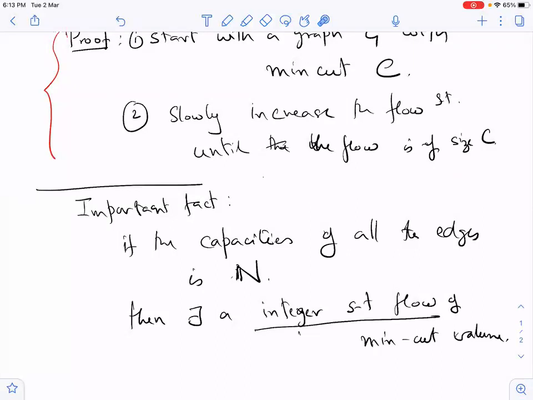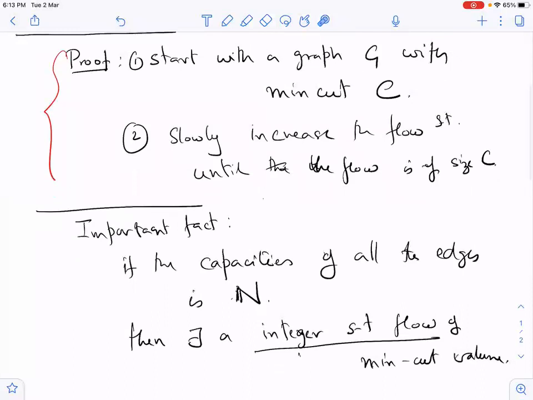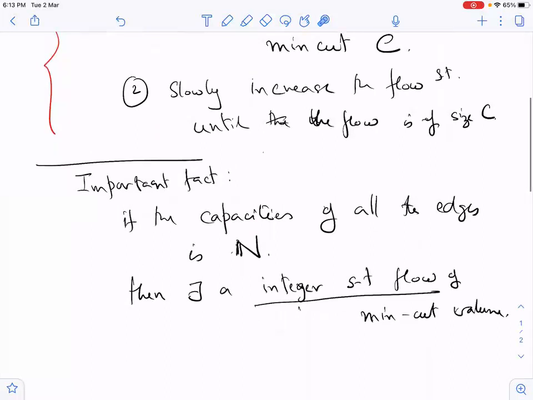Yes, sir. Okay. Was this pointed out to you in the class? No. Okay. But I would like you guys to go and think about it. You should be able to verify this particular thing. It's really the proof of it. But once you have this particular fact, then Menger's theorem would follow very easily. Why?